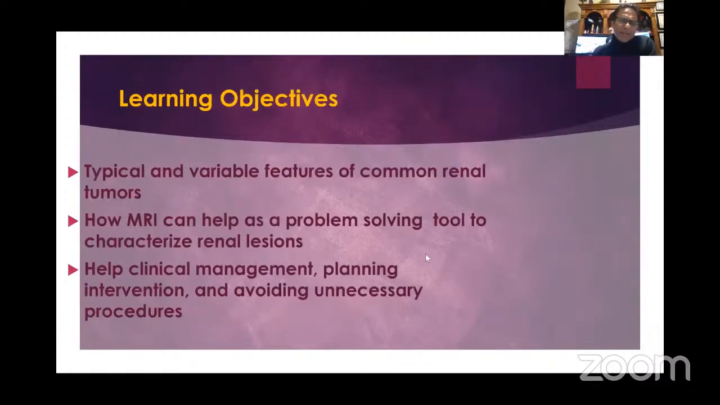My learning objectives for this talk are to discuss typical and variable features of common renal tumors, and how MRI can help as a problem-solving tool to characterize the renal lesion, by which the clinical management, planning intervention, and avoiding unnecessary procedures.